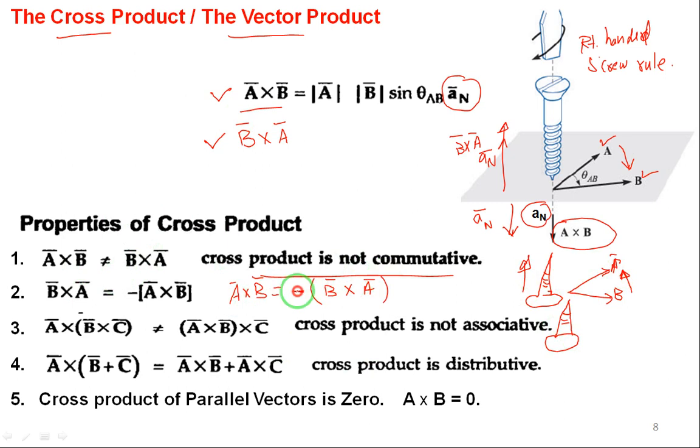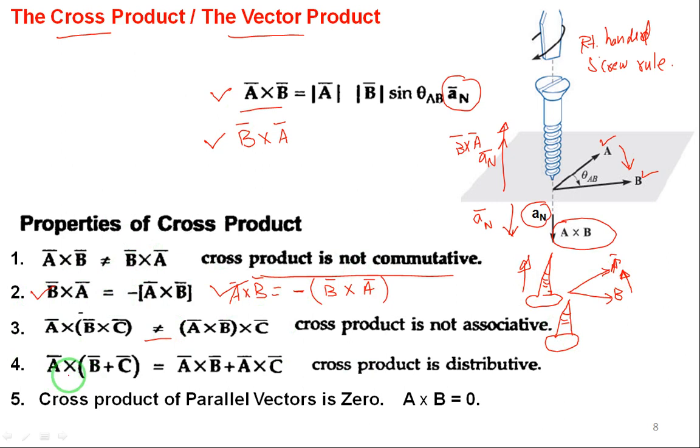First take B cross A and associate a minus sign for it, or else whatever is given in B cross A is equal to minus of A cross B. Both are one and the same. This one is also fine. Then another thing, the cross product is not associative. It means the cross product does not obey the associative law. A cross of B cross C is not equal to A cross B cross C.